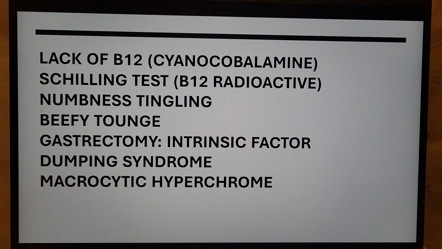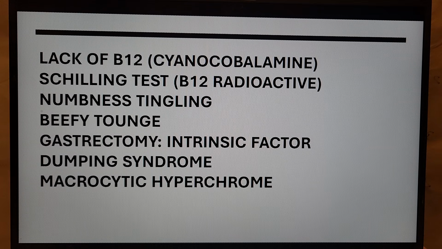Vitamin B12 is very important for nerves. So if they lack B12, they will usually complain of numbness and tingling. They can become paralyzed because of the nerves, right? They can develop dementia because it affects their brain. So don't underestimate this condition. Don't think it's only a lack of vitamin. It can be severe. Usually their tongue is really red. We call that beefy tongue.